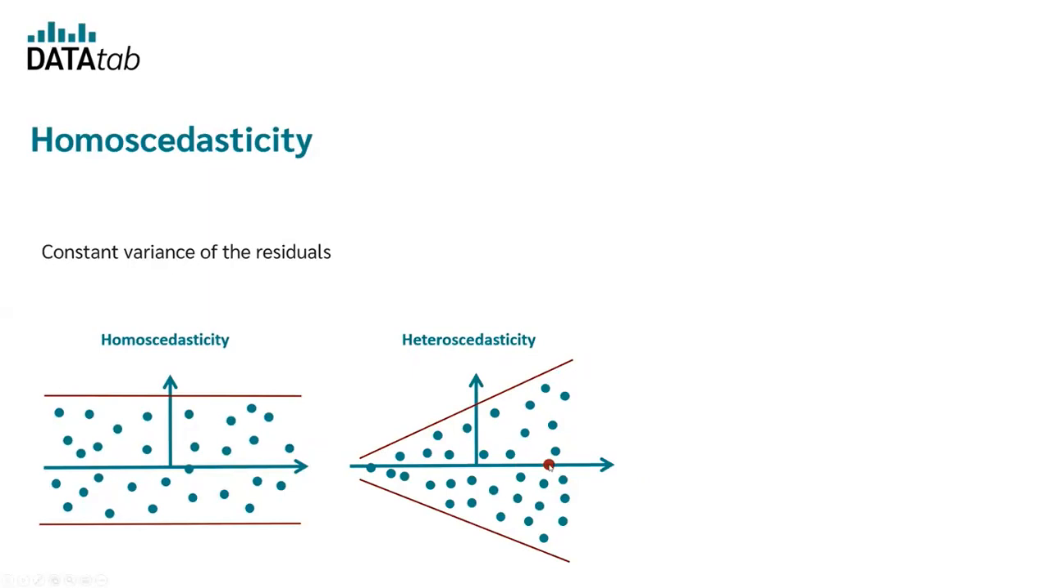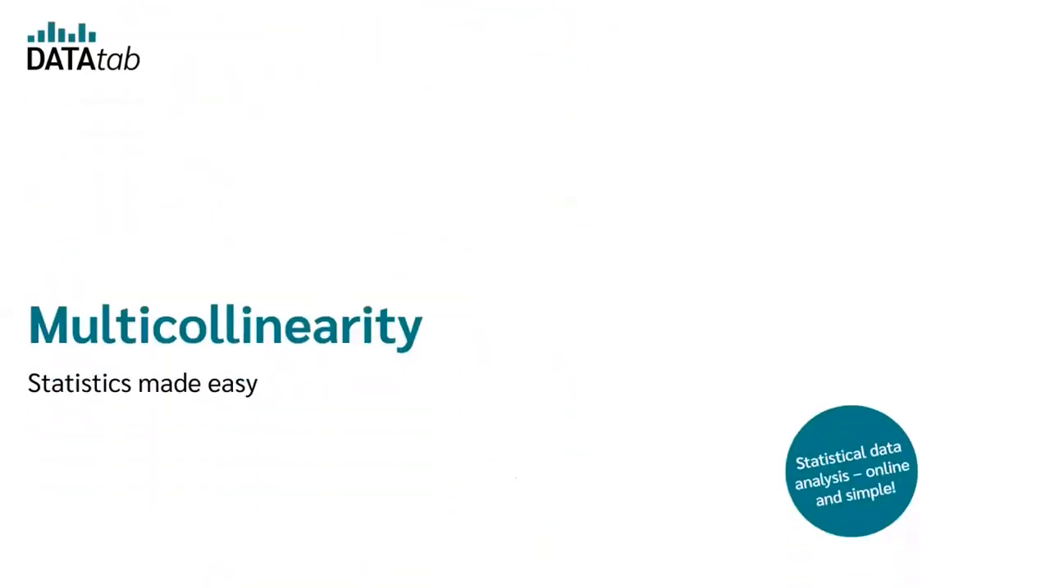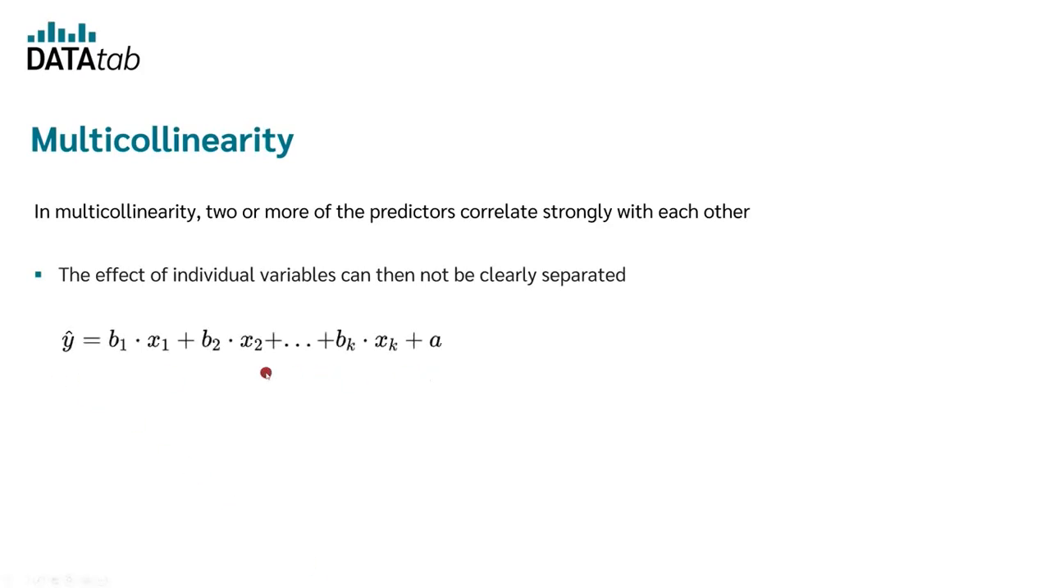And before I show you how you can check the assumptions online, we now come to the last assumption, which is no multicollinearity. Multicollinearity means that two or more independent variables are strongly correlated with each other. The problem with multicollinearity is that the effect of individual variables cannot be clearly separated. Let's look at the regression equation again. There we have the dependent variable and here the independent variables with the respective coefficients.